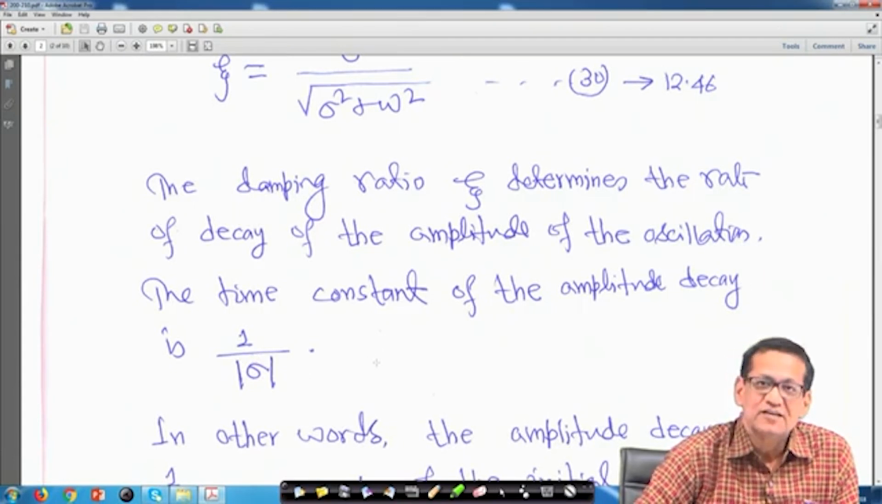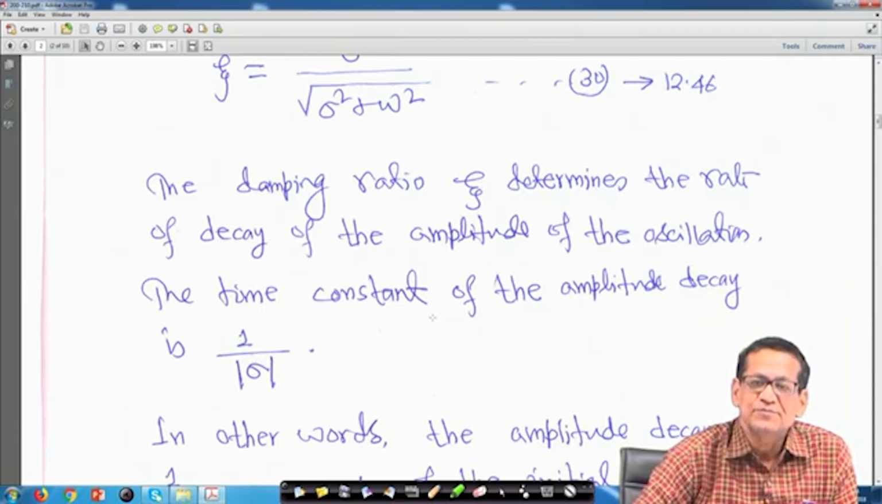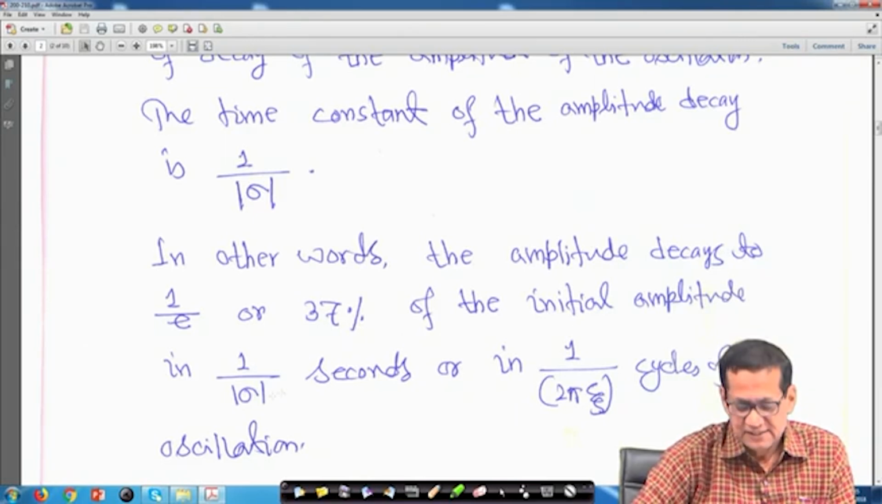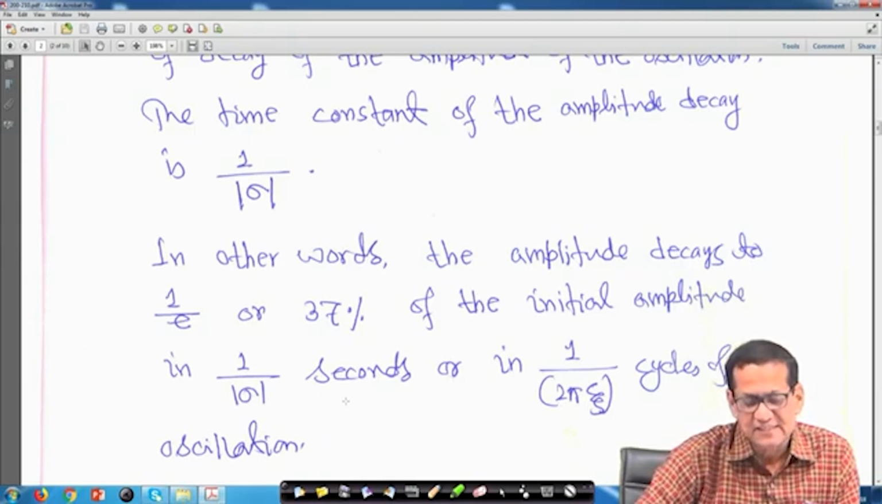So, in your third year control system course, or in some other control PG course, if you have studied linear control theory, there also you have studied this. In other words, the amplitude decays to 1 upon e, or 37 percent, of the initial amplitude in 1 upon mod sigma seconds, or in 1 upon 2 pi xi cycles of oscillation.